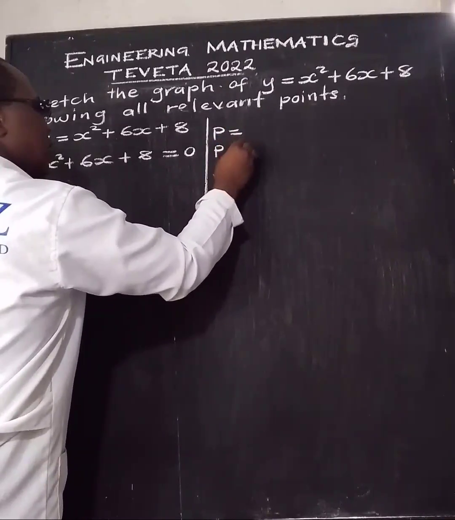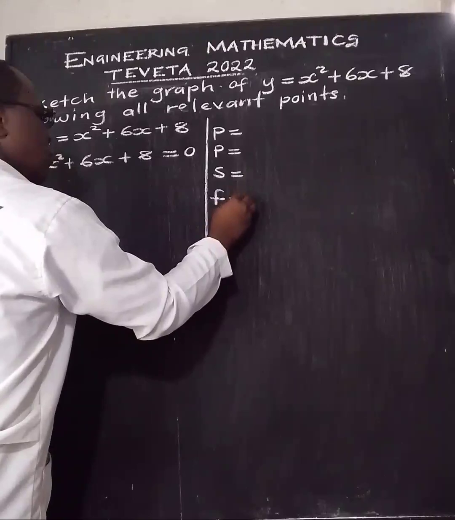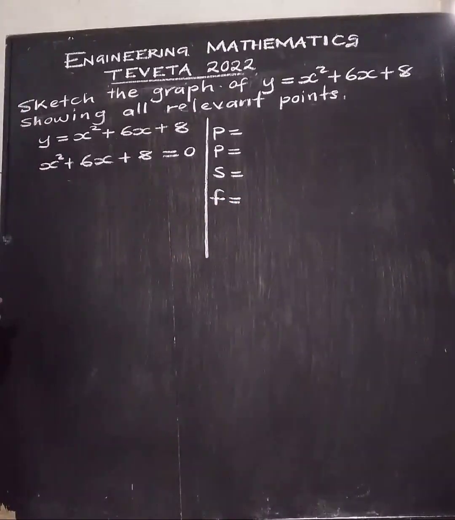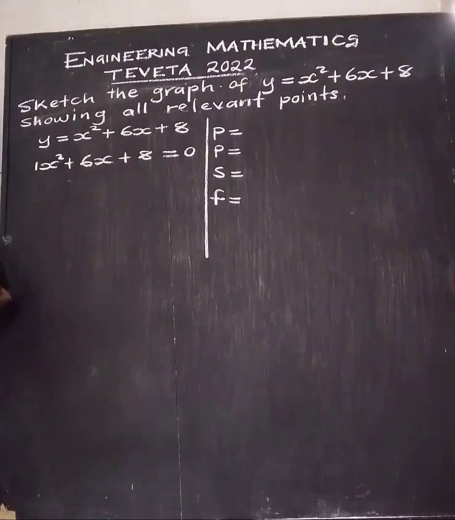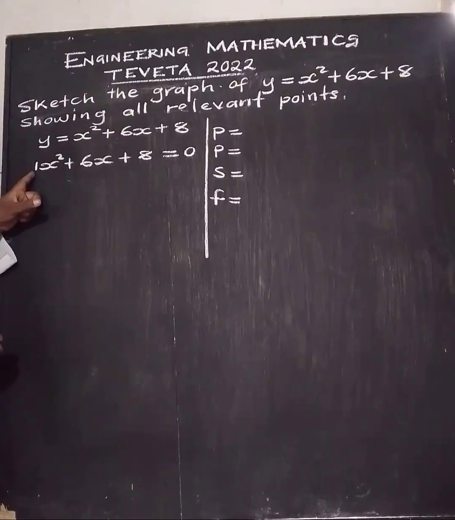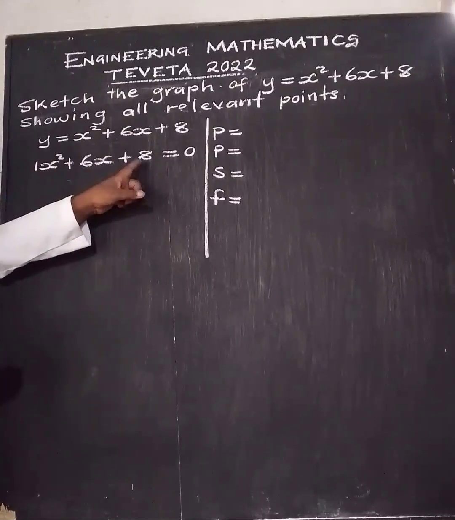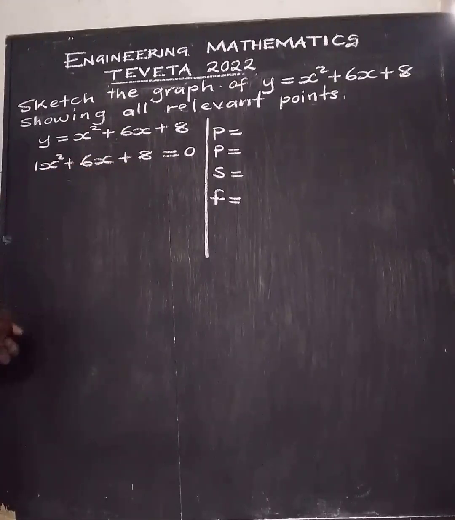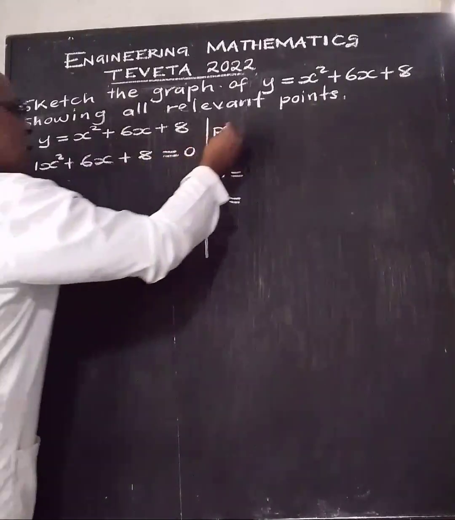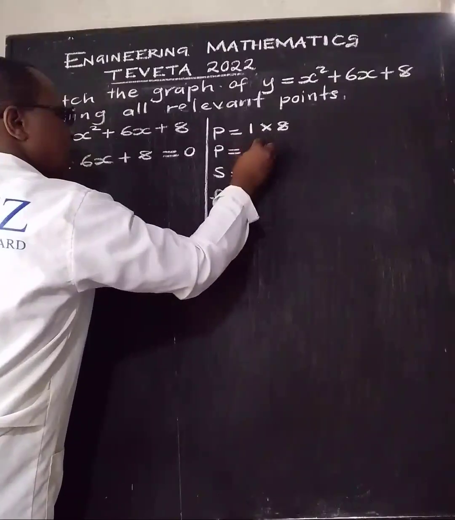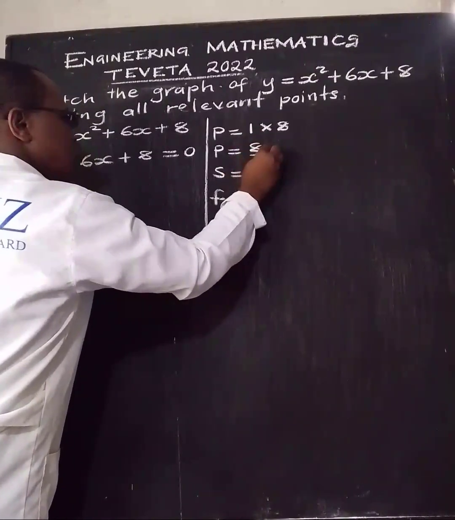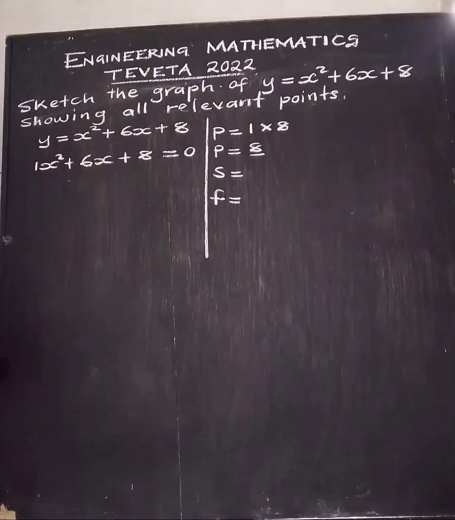Now, how do you find the product? The product is found by multiplying the first number, meaning the coefficient of x squared, by the constant number, meaning the first number by the last number. So 1 times 8, we obtain positive 8. So this is the product.